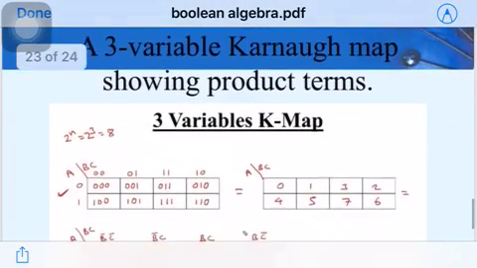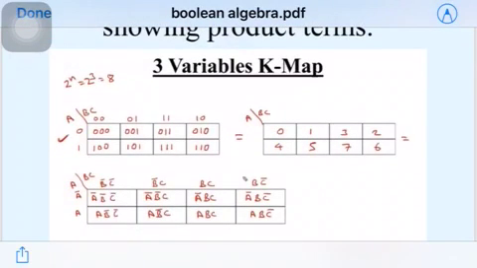A 3 variable K map is given here. A, B, C are the variables in the expression. A can have the values 0 or 1. BC can have 0 0, 0 1, 1 1, 1 0. So this is how we represent a coordinate map for a 3 variable expression.